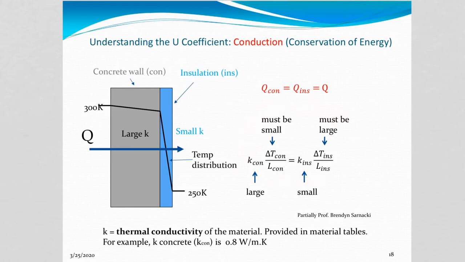And thermal conductivity, as I mentioned, depends on the material. So here we put some examples. You just open a book or look on the internet at material tables, and you would see, for example, for the concrete here, it's 0.8 watt per meter Kelvin.